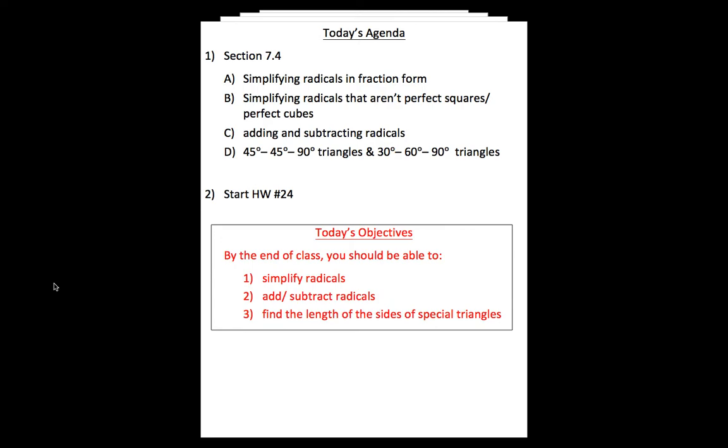Today we'll be talking about section 7.4 and we'll be looking at three key objectives for the day. In this section we'll talk about simplifying radicals. We'll also talk about adding and subtracting radicals. We'll talk about finding the length of the sides of two types of special triangles, 45, 45, 90 triangles and 30, 60, 90 triangles. And at the conclusion of this video, you should have some time to get started with homework number 24.